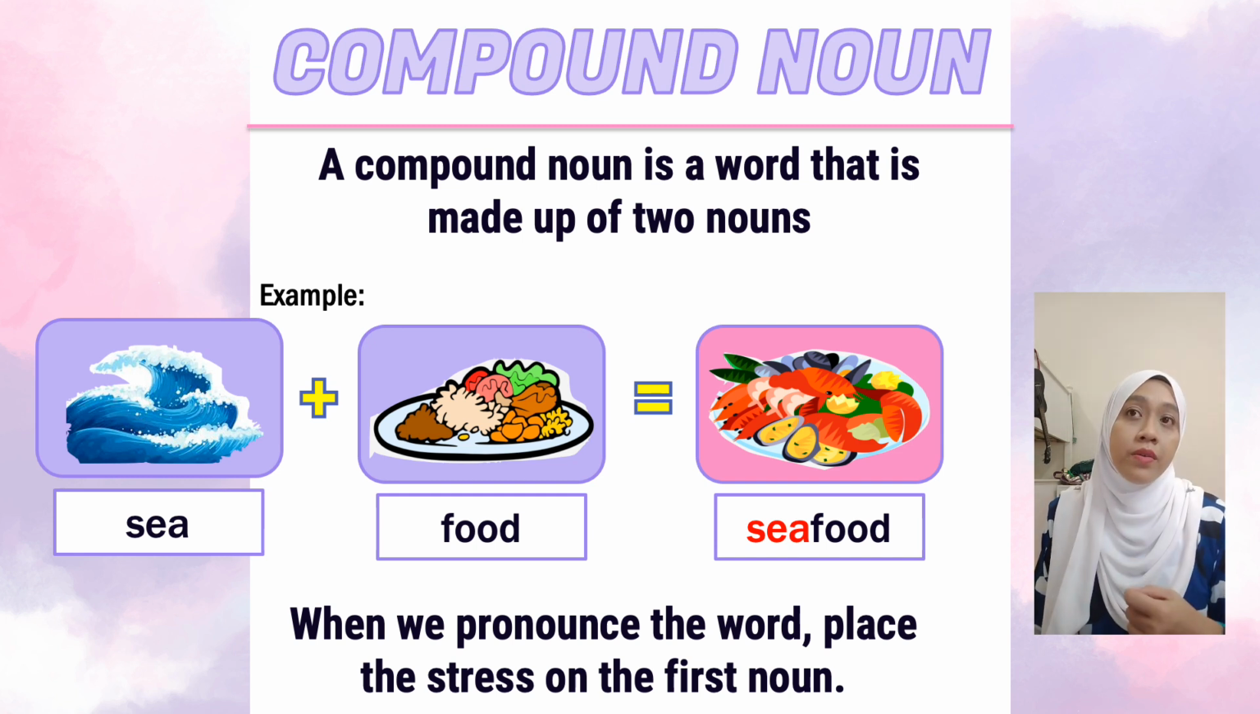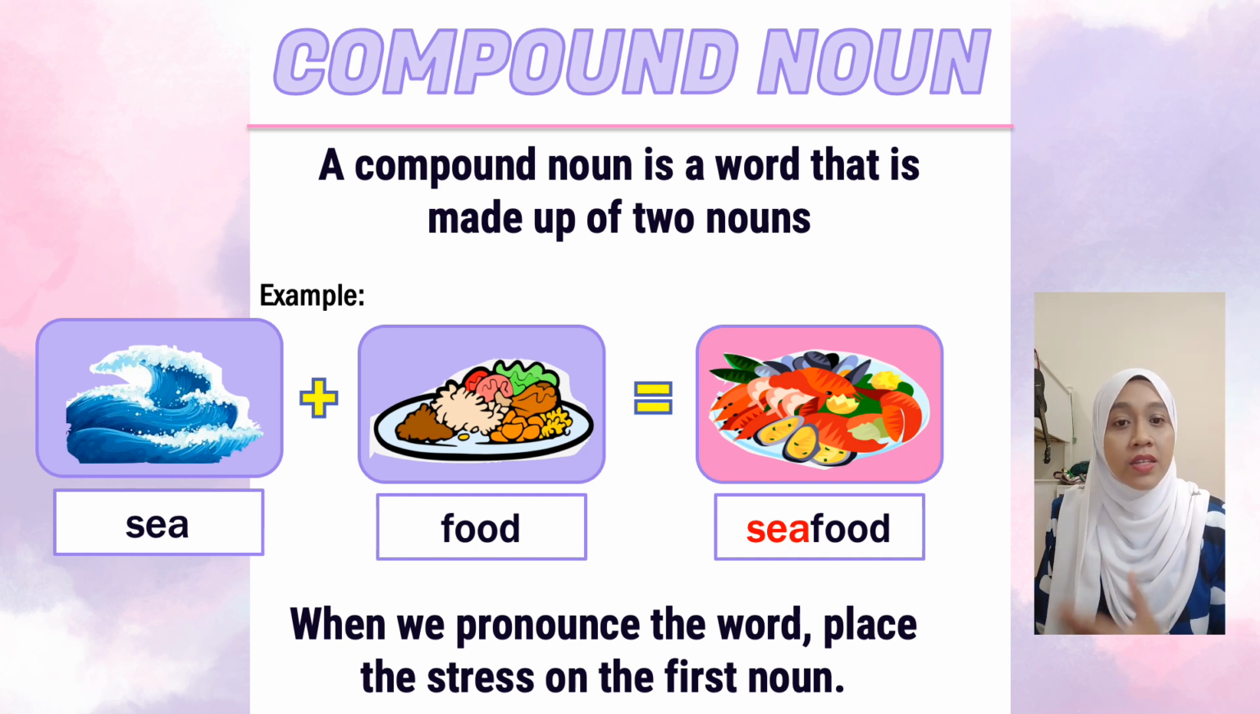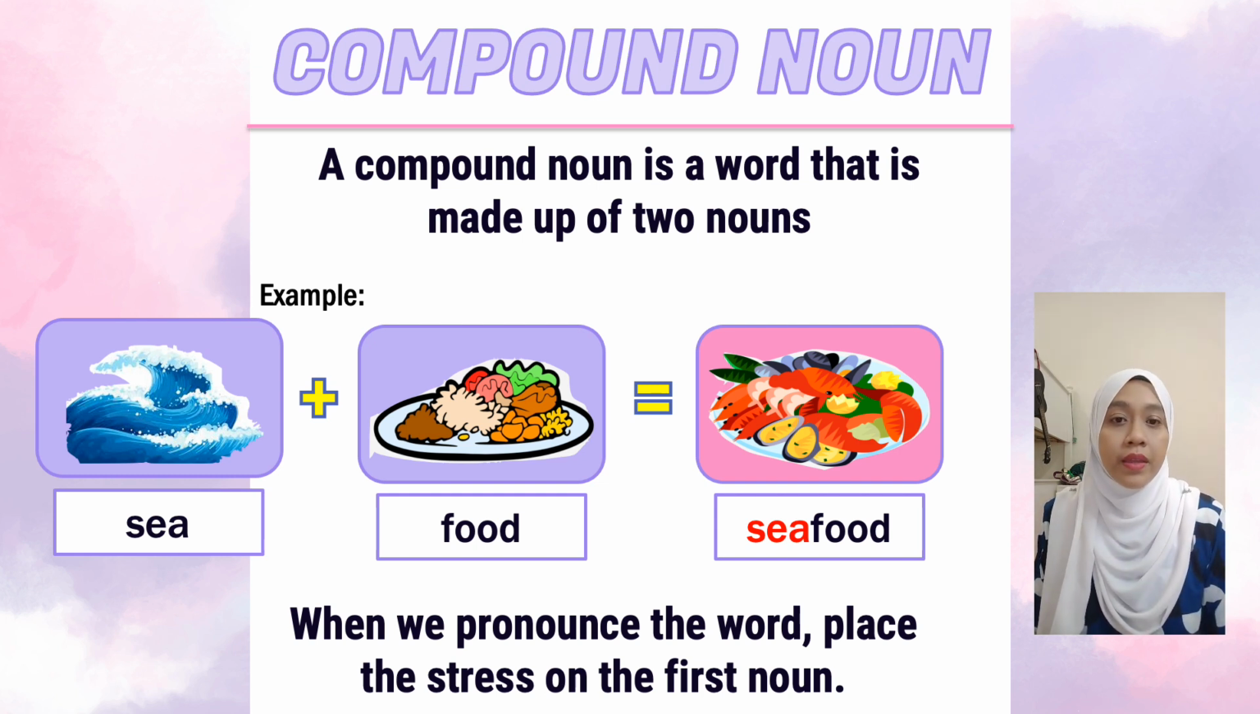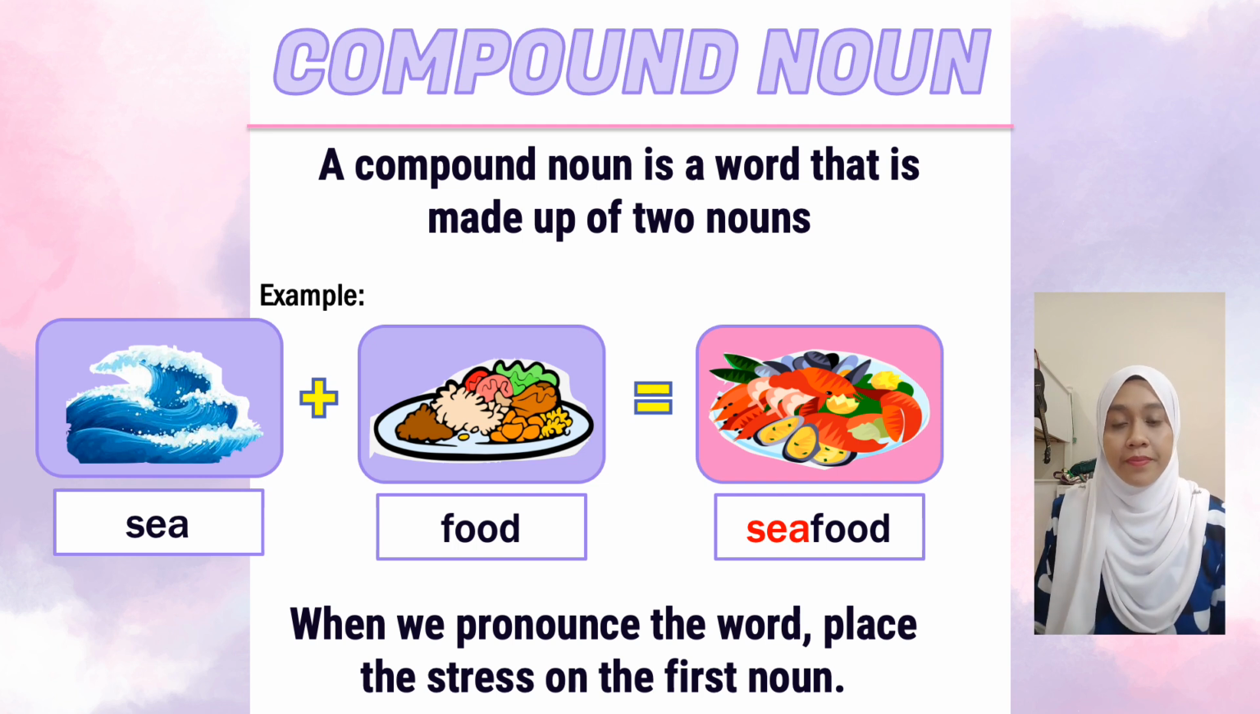Alright, now let's look at the example we have here. Let's look at the first picture. That is a picture of a sea. Sea, alright, so sea is a noun. Okay, and then sea meets up with food. Food is also a noun. Then it becomes another noun, another word. Alright, it becomes seafood. Okay, so seafood is a compound noun.